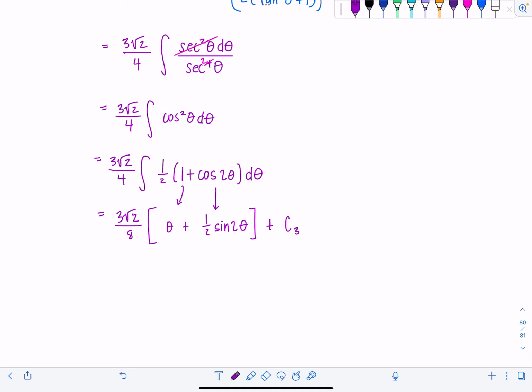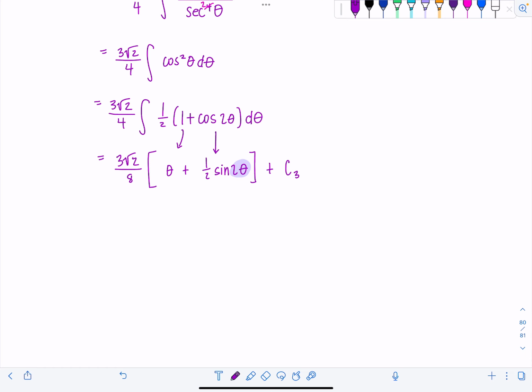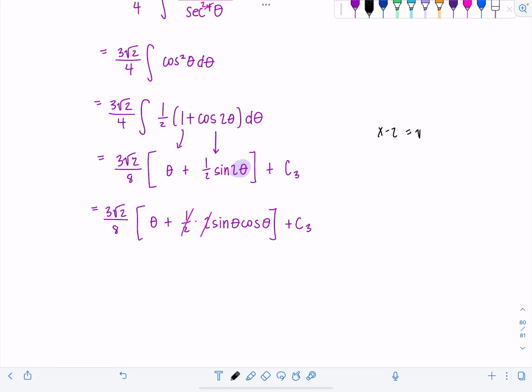Okay, now since we did the trig sub, we have to go back to x land. So we're going to need to draw a triangle. And the triangle is going to be a theta triangle, not a 2 theta triangle. So we have to use our double angle identity to get rid of sine 2 theta. I mean, what have we not done in this problem? 3 rad 2 over 8 times theta plus 1/2 sine 2 theta is 2 sine theta cosine theta plus C3. So the 1/2 and the 2 cancel. And then now think back, we let x minus 2 equal rad 2 tan theta. So how do you draw a triangle with that? Get the trig function by itself. So x minus 2 over rad 2 is tan theta.